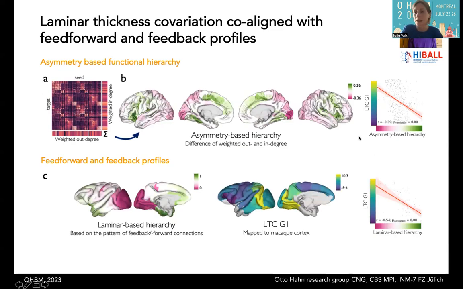What's more, we then validated this also with tract tracing data in macaques by projecting our gradient onto a macaque gradient and looking at laminar-based hierarchy based on the pattern of feedback and feed-forward connections. And indeed, we again see a relationship similar to the in vivo model, implying that maybe there's also a relationship in this feed-forward, feed-backward, or functional processing organization between these laminar profiles on the one hand and these two models on the other hand.